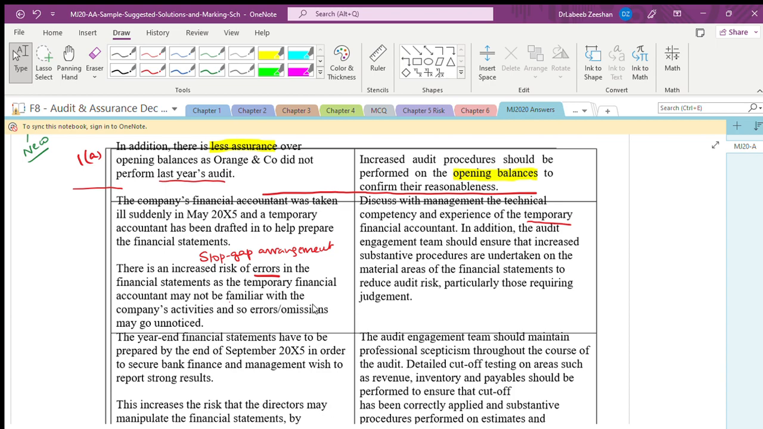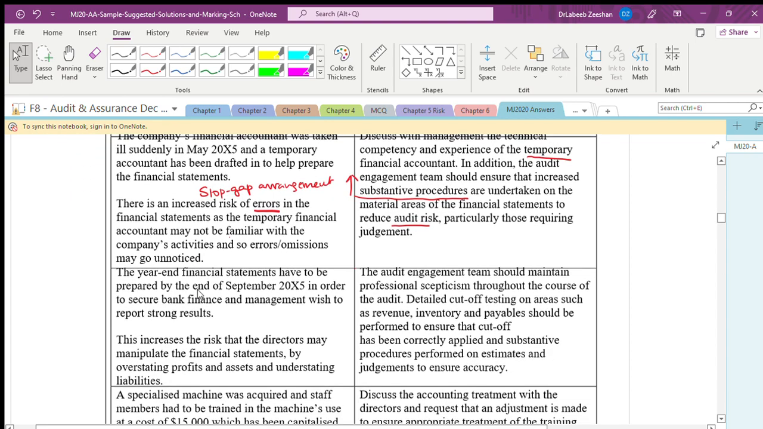In addition, the engagement risk increases if you are working with this, so the auditor should take precautions. What should the auditors do? The auditors will increase the substantive procedures to reduce the audit risk. The moment you are increasing the substantive procedures, there is a probability that we can reduce the audit risk as such. That's the thing we should take into account.